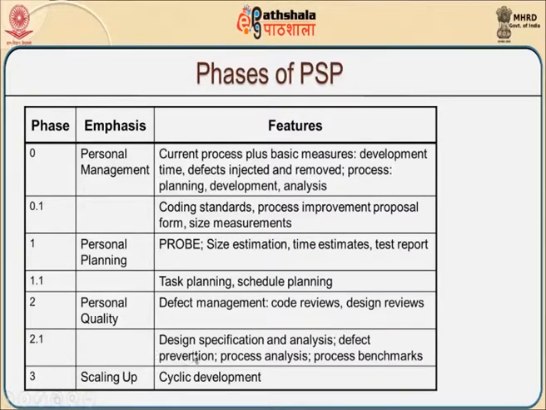as an improvement we specify the design, analyze the design, and understand the amount of defects that are to be prevented. We also look at the process analysis and create a benchmark for the process, and this is scaled up as a cyclic development and produced to the Team Software Process. So, these were the 6 sets of tasks that we were looking at in the beginning.